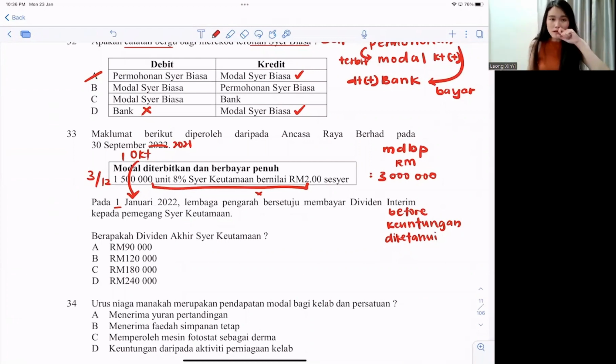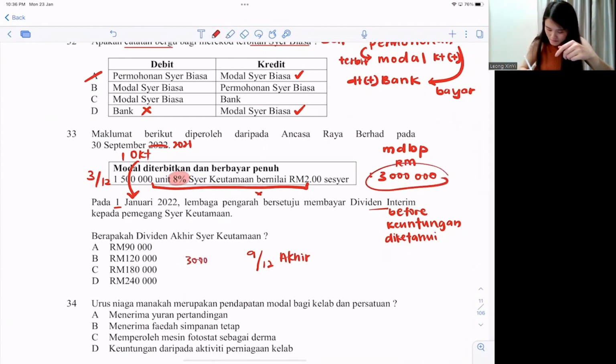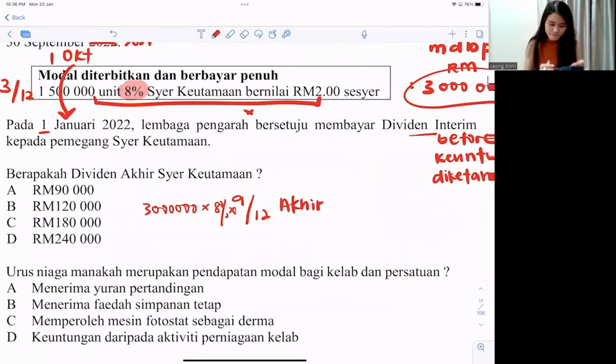So it's 3 months out of 12 that we are giving for dividend interim, while the rest, which is 9 over 12, would be for up here. For share keutamaan, they don't need to tell you the percentage because by the name there is already a percentage. So we're going to be taking this answer, 3 million times 8% times 9/12. Okay, so we do that.